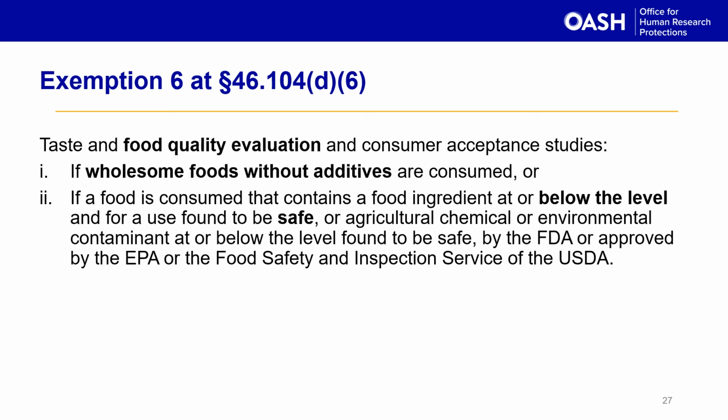Exemption 6 is for research involving taste and food evaluation. The focus here is on the food, not the behavior surrounding the food, like eating habits or studying how the body metabolizes food, etc. I'll say it again. The research must be about the food itself. The food should be wholesome without additives such as a vegetable or fruits, or the food contains additional ingredients such as preservatives or coloring, but these chemicals are at or below a level that the government has deemed as safe. Exemption 6 may be used with children.